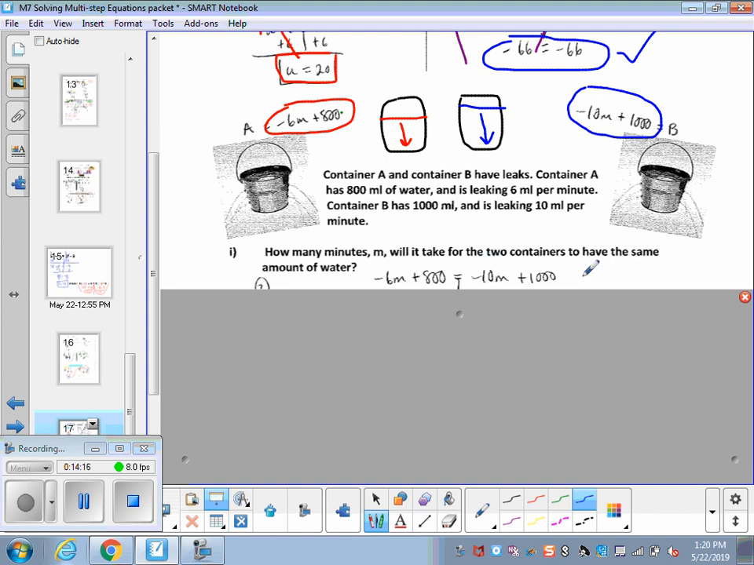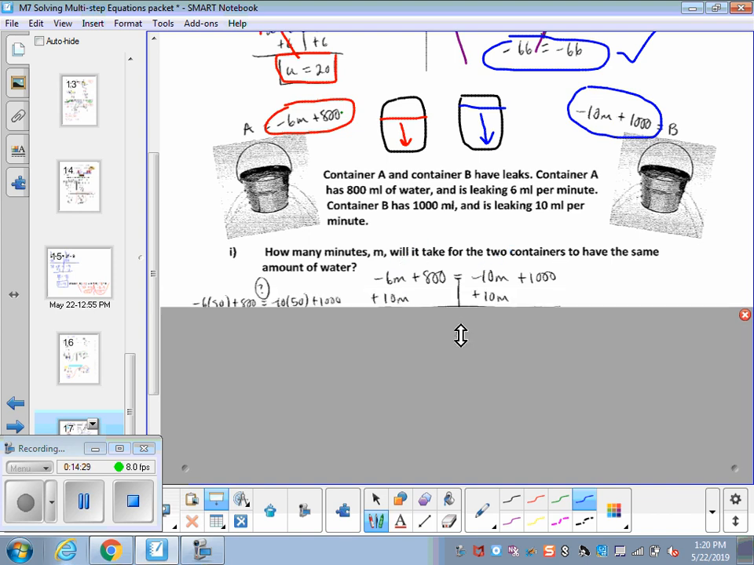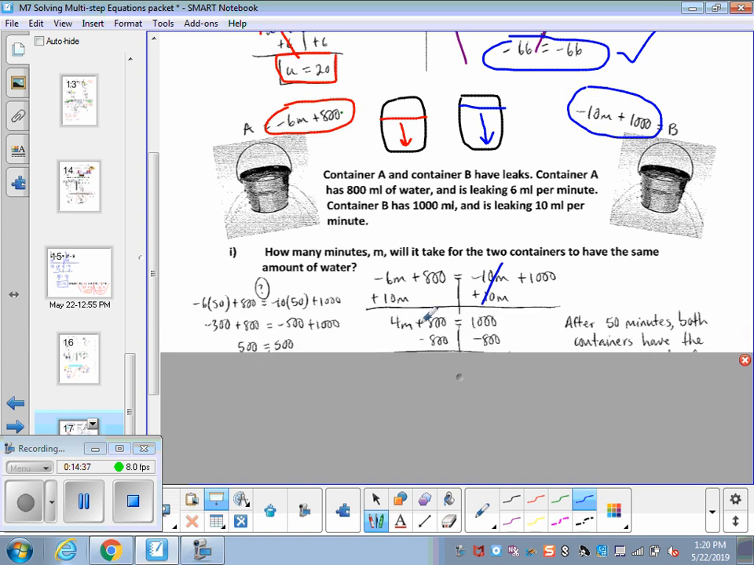So here, this is the equation that we're about to solve, and I want to ask, which is a smaller coefficient, negative 6 or negative 10? Negative 10 is smaller than negative 6. It's further away from 0. So the first thing I'm going to do then is add 10m to both sides for it to cancel out over here. And on this side, negative 6m plus 10m is positive 4m. I just bring down the 800 and the 1,000, and now I'm ready to solve.